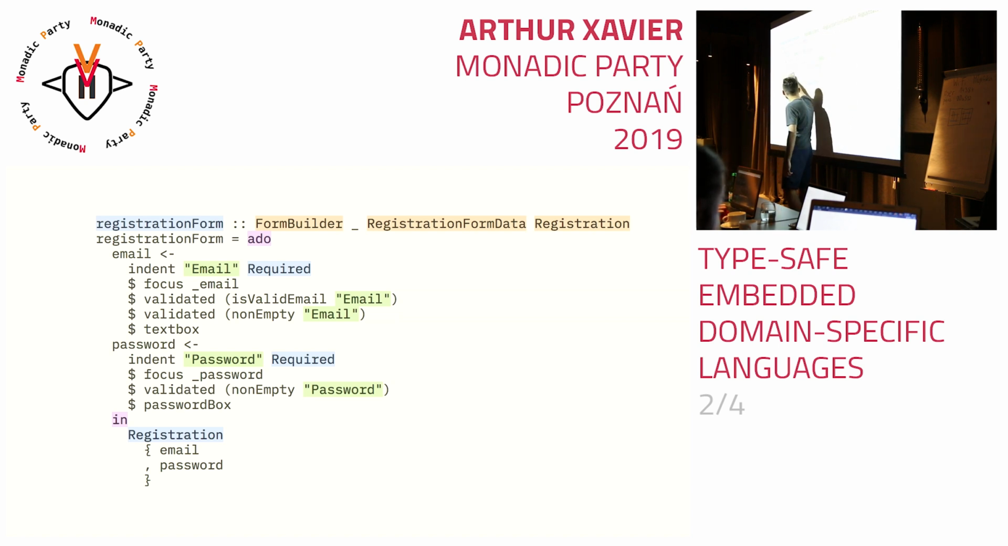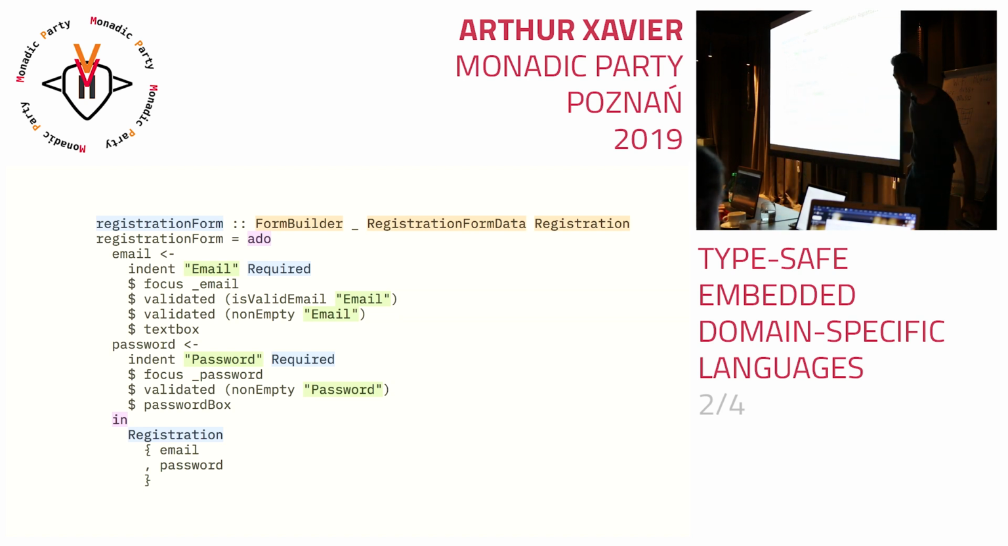This form field is validated by this rule called non-empty. This string email here is just for UI purposes so that we can show "email is required" when it fails. After that, it's validated with this rule, is valid email, also with the email string here, so we can output it correctly in the UI. It focuses on a special property of this registration form data, which is defined, I think, if I did it right, in the next slide.